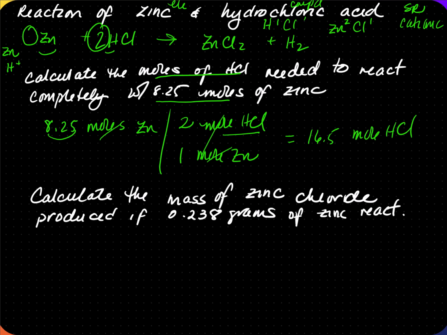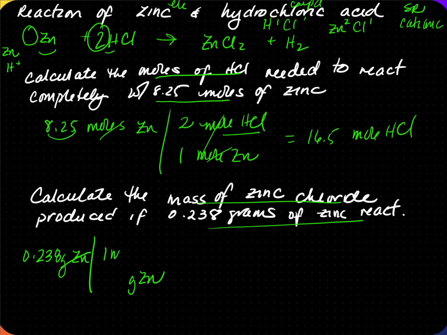In the next problem, we are finding the mass of zinc chloride when we have grams of zinc. So we're going to start with what's given, which is 0.238 grams of zinc. Diagonal units have to be the same, so grams of zinc, grams of zinc. This is molar mass. That tells you 1 mole of zinc off the periodic table is 65.39 grams of zinc. If I stop here, I'm going to be at the moles of zinc, and we don't want that. We want the mass of zinc chloride.